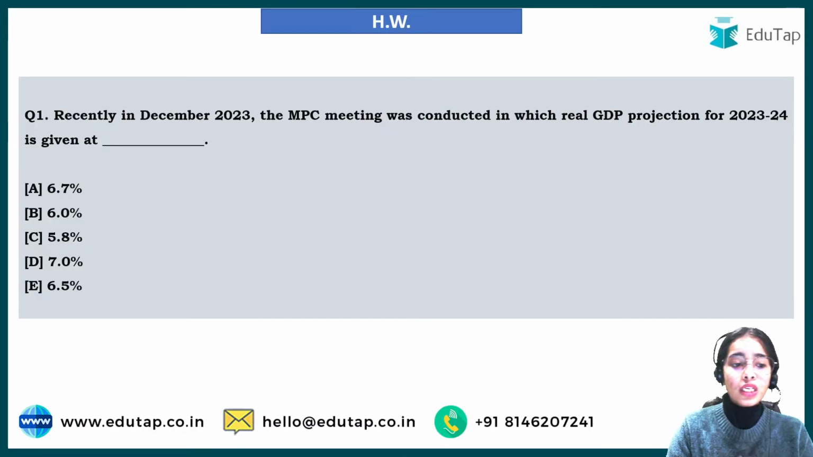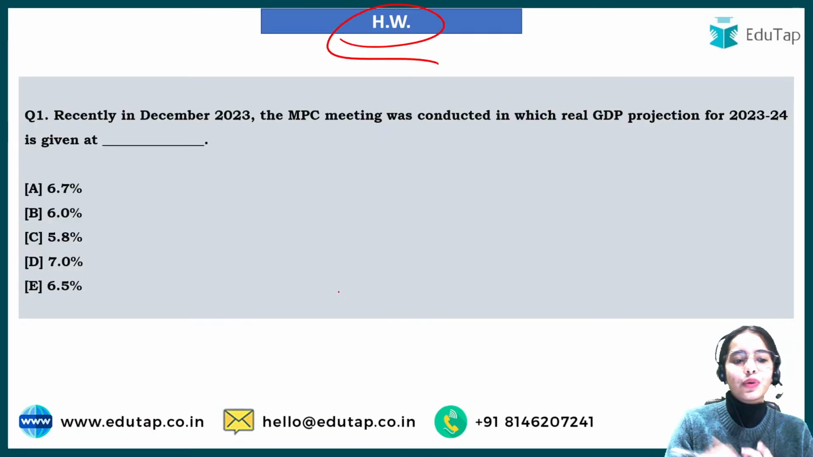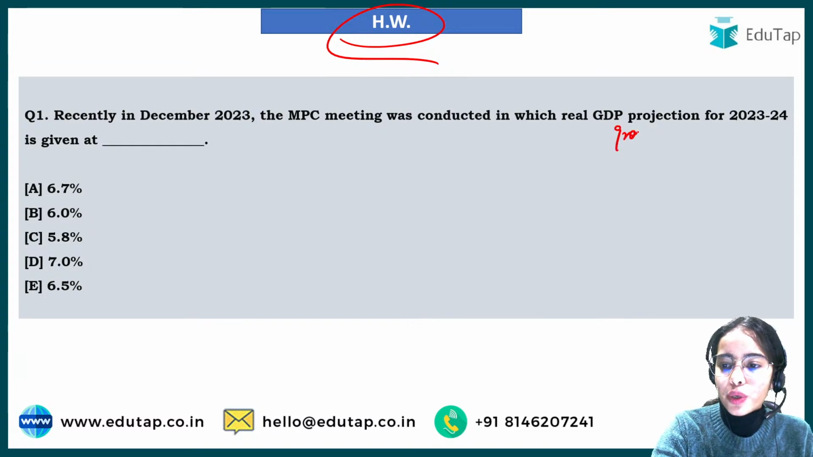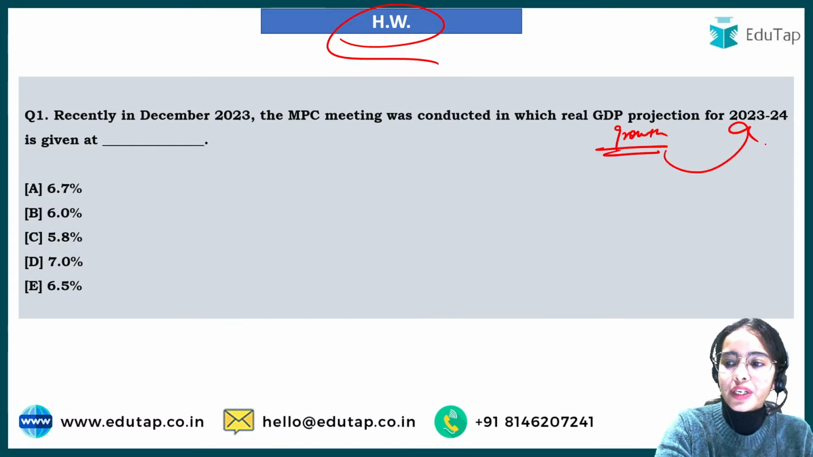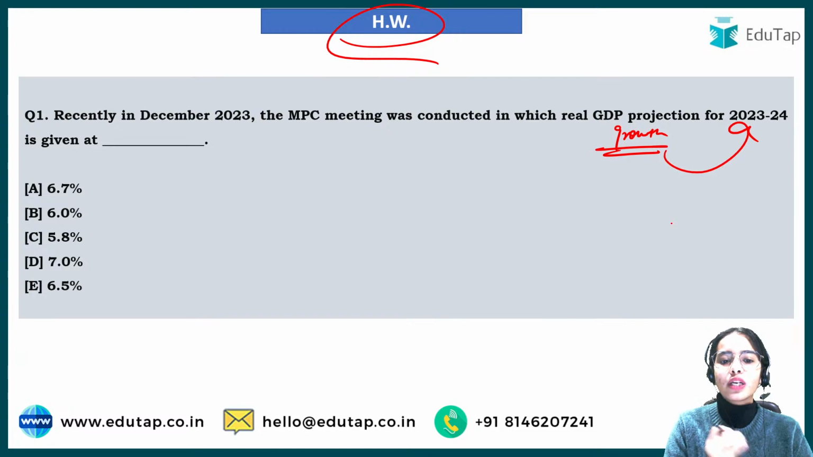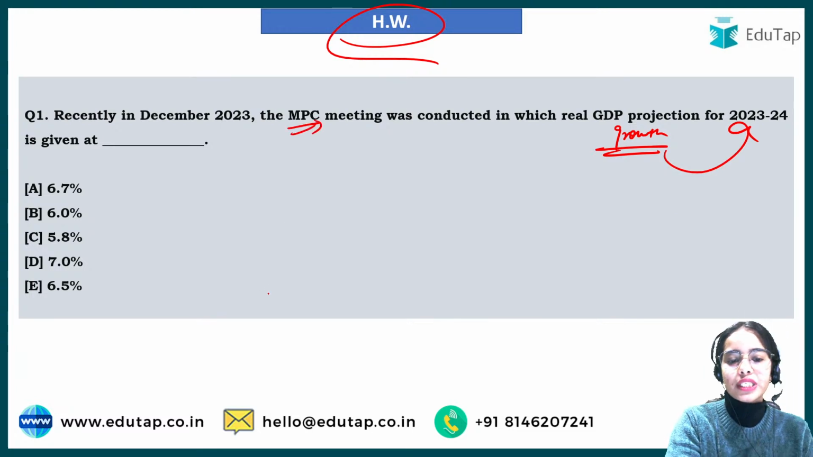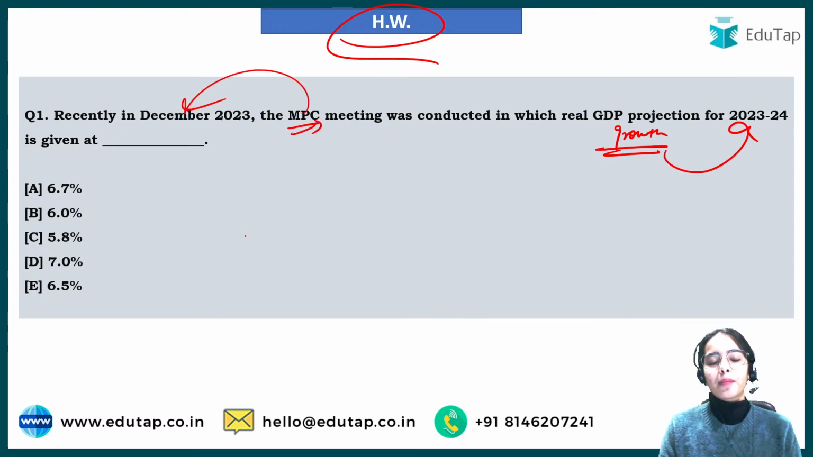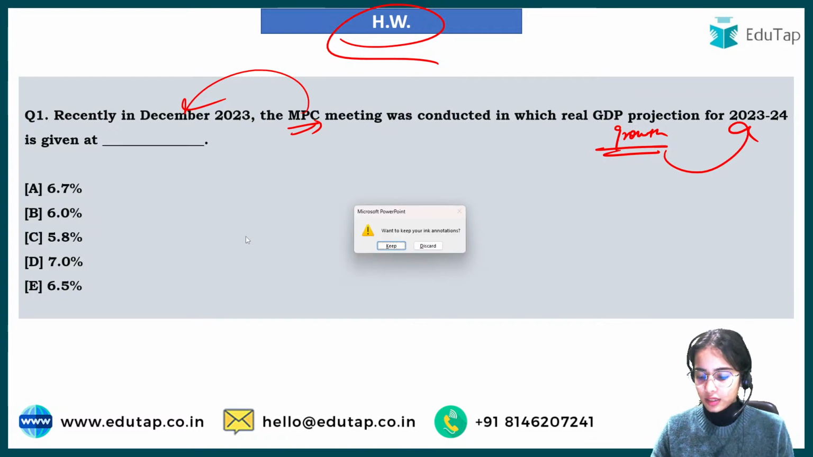Now this is a homework question that you have to answer: the real GDP growth projection for 2023-24 is given at what percentage by the Monetary Policy Committee that has recently met in December 2023? So this is a homework question that you have to answer.